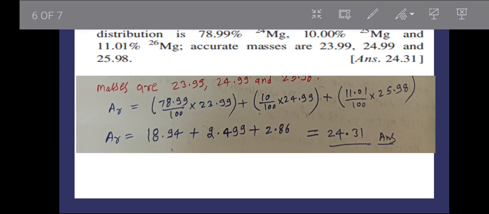Now you have to do the same thing. You have to just take the natural abundance of a particular isotope and its accurate mass, and do the same for the other isotopes, and then for the third isotope, and you add them and you will get the answer, the relative atomic mass, that is the average mass.